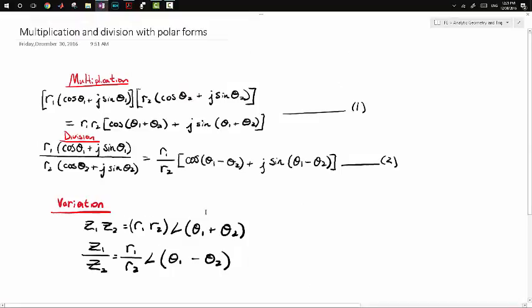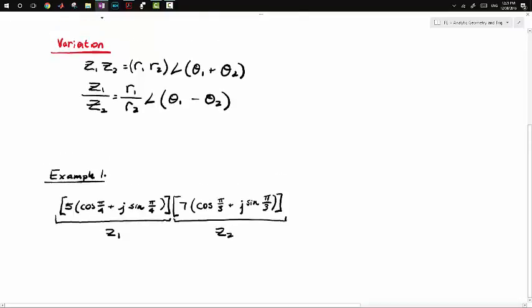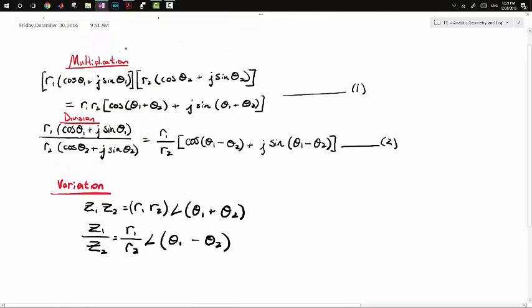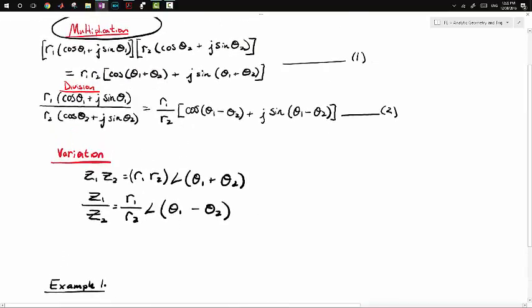So let's do a couple of examples. The first example here is going to be, this first part is my Z1, this is my Z2, and basically I'm going to utilize this multiplication equation in order to cut down on my computation time. So just like the equation above, I'm just going to plug and chug.